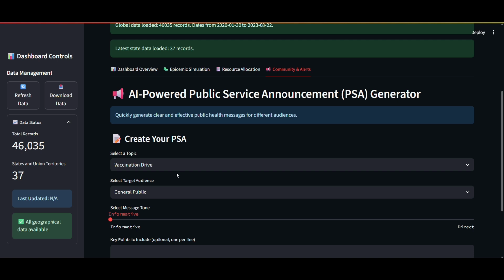Now we are on the final and one of the most impactful parts of this dashboard, the AI-powered public service announcement generator. This tool is designed to help quickly create clear, effective, and culturally sensitive public health messages tailored to different audiences across India.